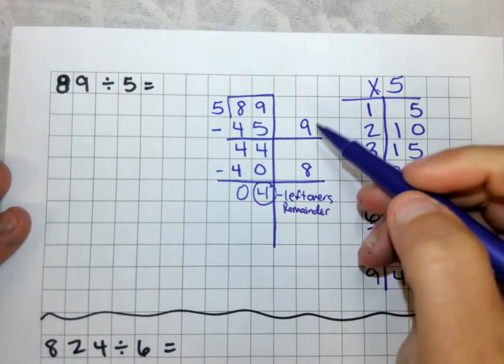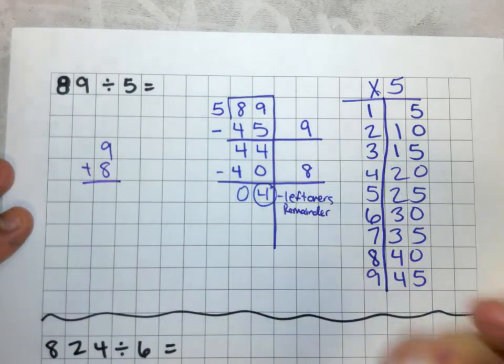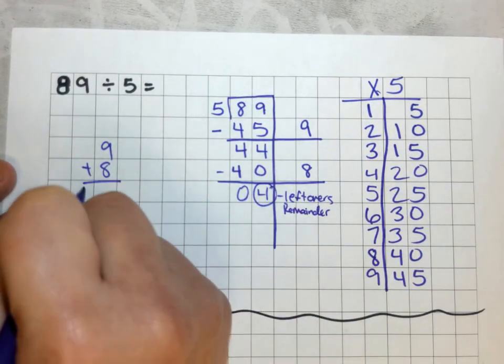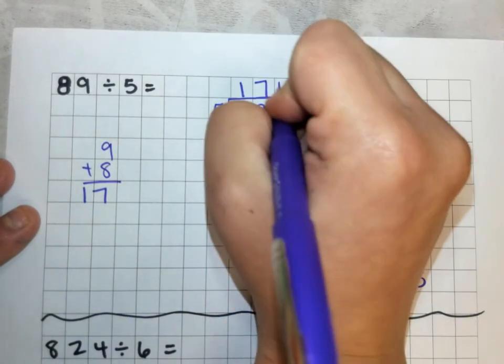Okay? So now I need to add these two numbers. And 9 plus 8 is 17. And that is our answer, 17 with a remainder of 4.